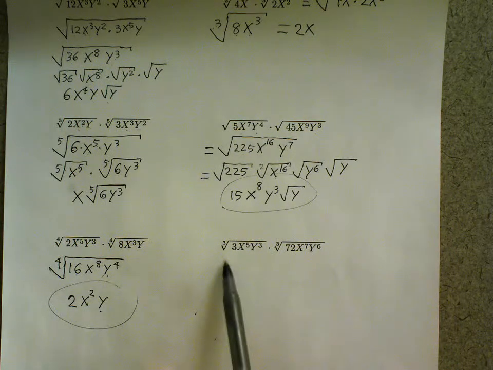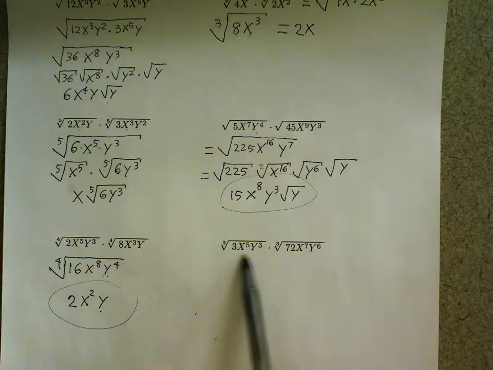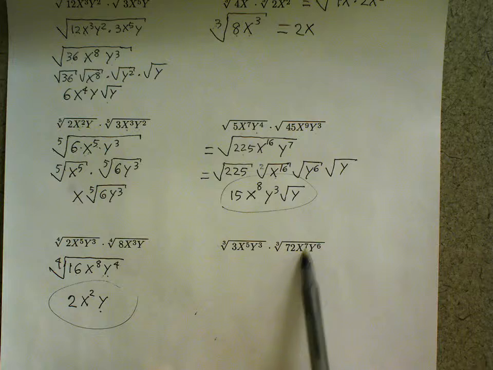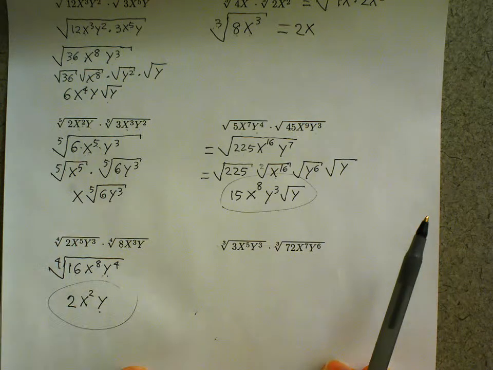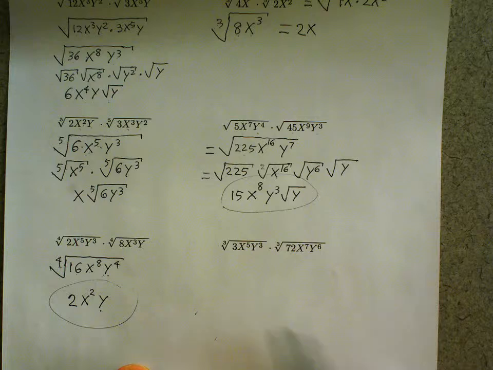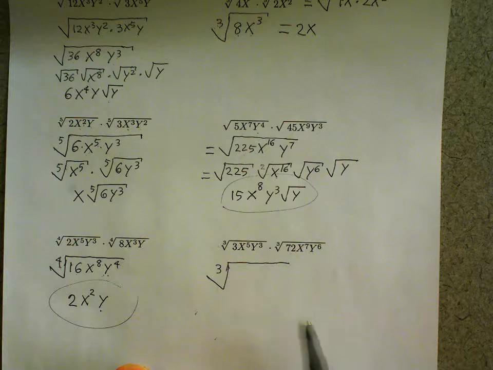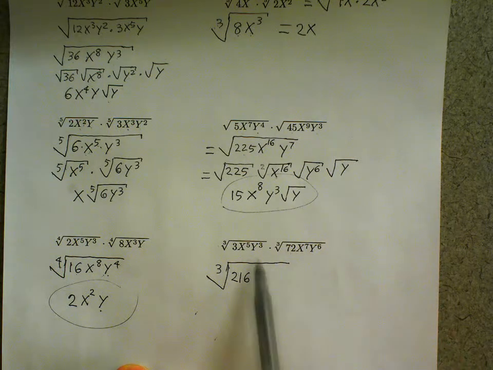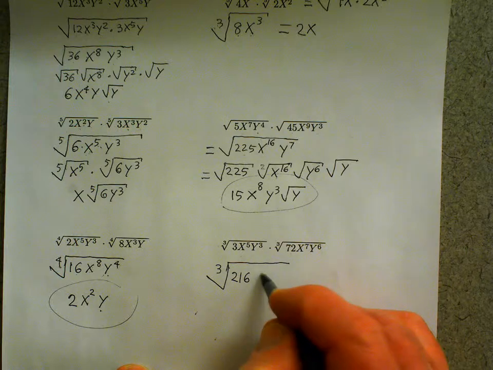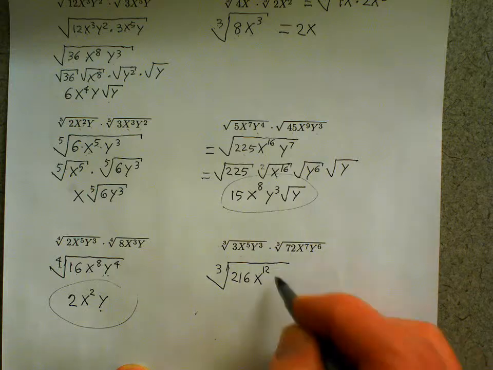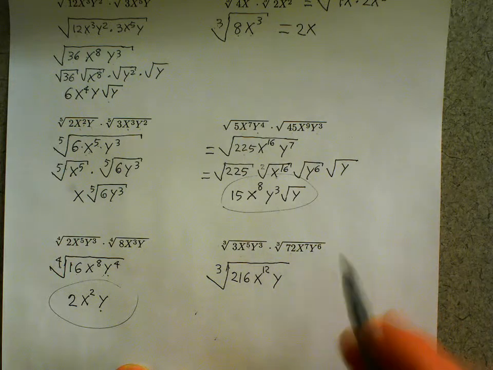Okay, next we have the cube root of 3x to the 5th y to the 3rd times the cube root of 72x to the 7th y to the 6th. So let's write a single cube root, and let's multiply the radicands. 3 times 72 is 216. X to the 5th times x to the 7th is x to the 12th. We're adding the exponents. 5 plus 7 is 12. And then times y to the 3 plus 6, or y to the 9th.